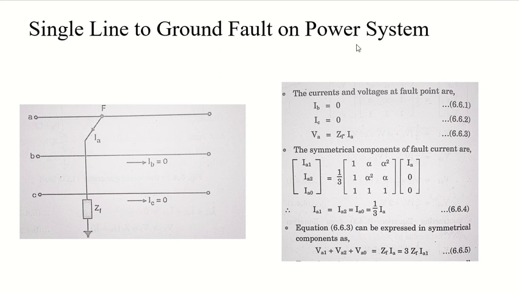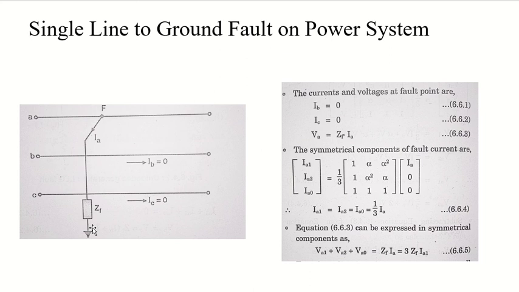So consider the first power system. As you can see in this picture, we have three phases A, B, and C. There is a line to ground fault occurring at this point of phase A. We are calling this point F, and the fault impedance is ZF. So this line is getting grounded with ZF impedance.